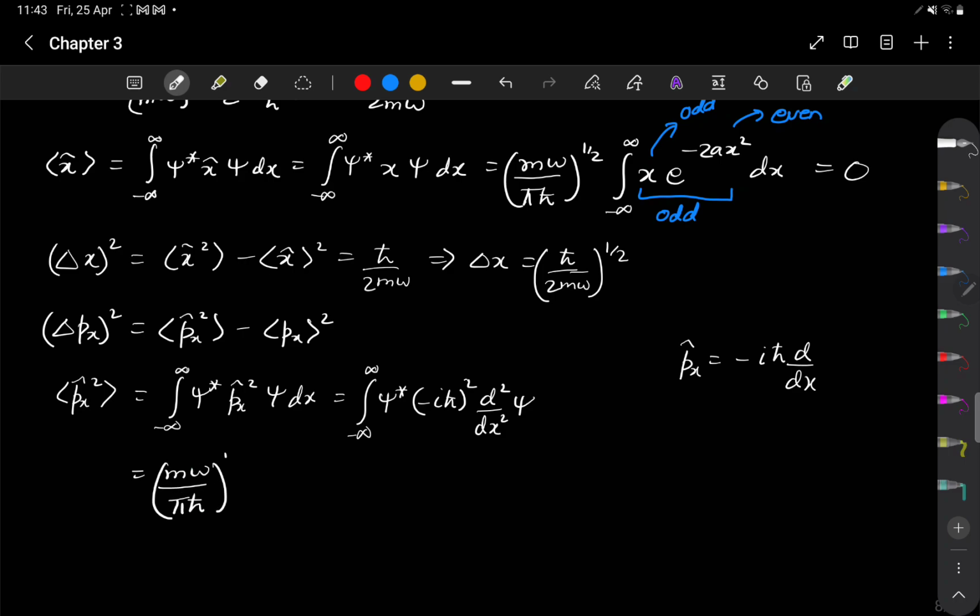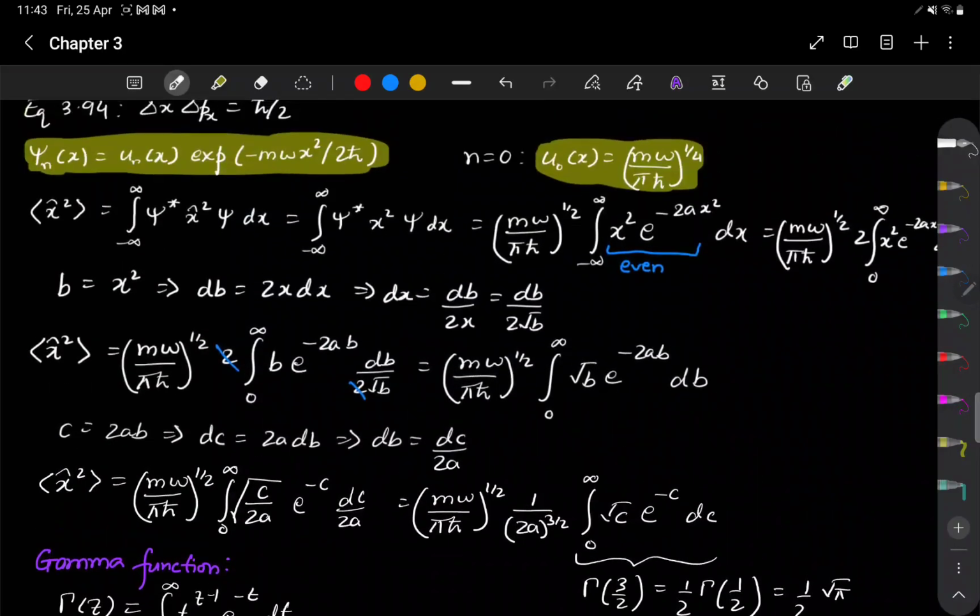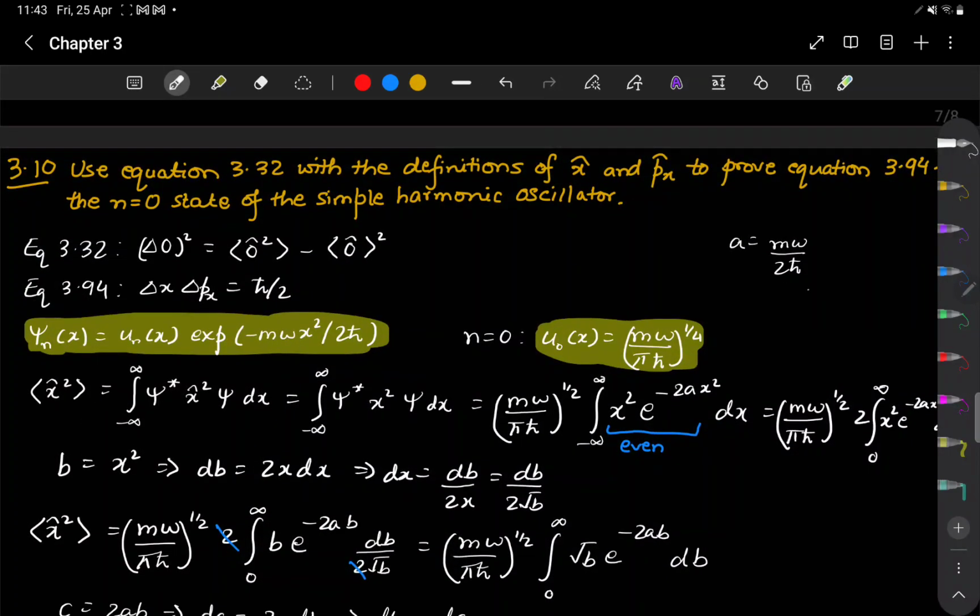The constant comes out. Okay, minus i h cross squared also comes out. And that's simply minus h cross squared psi star. We are again making use of the same substitution, A equals m omega over 2 h cross.